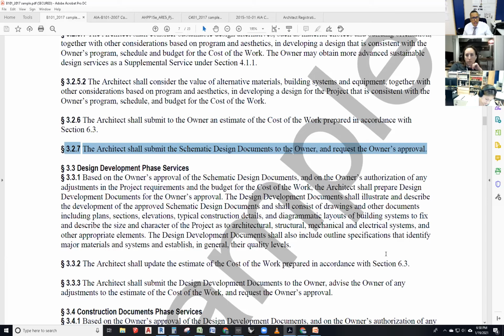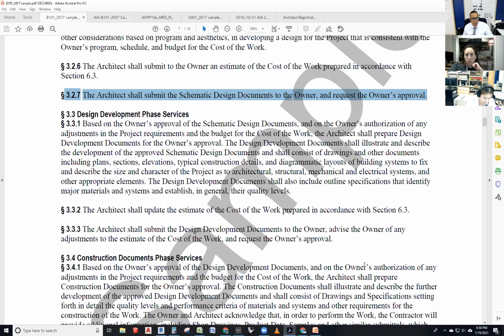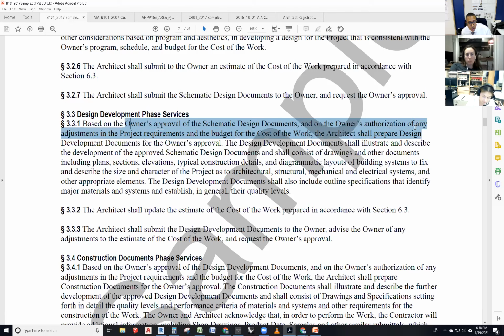Do we move on to design development without the owner's approval? No. So that's the next step, 3.3. Based on the owner's approval of the schematic design documents and on the owner's authorization of any adjustments in the project requirements and the budget for the cost of the work, the architect shall prepare design development drawings for the owner's approval. We begin with approval and end with approval on that first sentence.